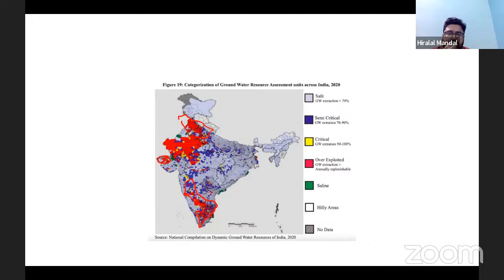Whereas in most parts of the country, the extraction is less than 70%, and that is how the major part of the country is in the safe zone. In some of the agricultural areas, which are semi-critical, you will see the extraction going up. For example, western Uttar Pradesh is considered a semi-critical area. Similarly, the Madhya Pradesh region also has semi-critical areas, and in Maharashtra the semi-critical region is growing. There are some critical areas, but they are only some parts of the country, while the major part of the country is safe, where extraction is less than 70%.